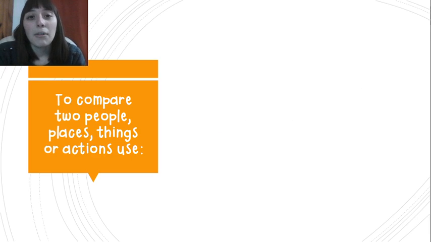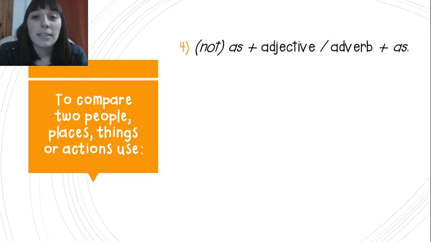And we have one last case, that is a new way of comparing, that is as plus an adjective or adverb plus as. And here you have to pay attention because we can use the negative form before this structure, and then the adjective or adverb doesn't change. We don't have to turn it into a different adjective or adverb in the comparative form.